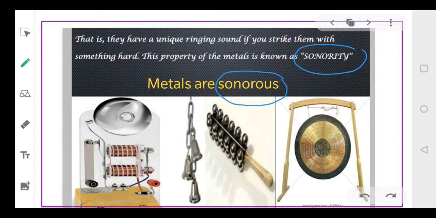That is why the school bells that we use in our houses as well as in our schools are all made up of metals. The electrical bells also. Apart from these, you must have seen wind chimes. They also consist of some metal components. So when air is blown, they strike each other, they produce sound, isn't it? So metals, when they are hit with a hard object, produce sound, and this property is referred to as sonority.